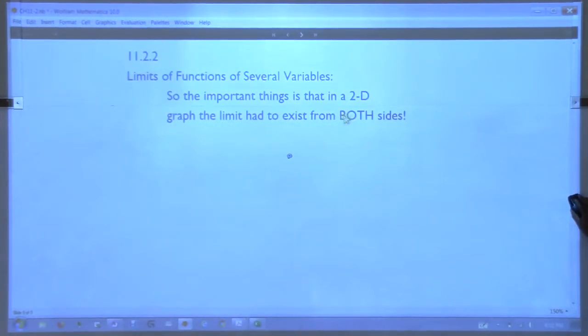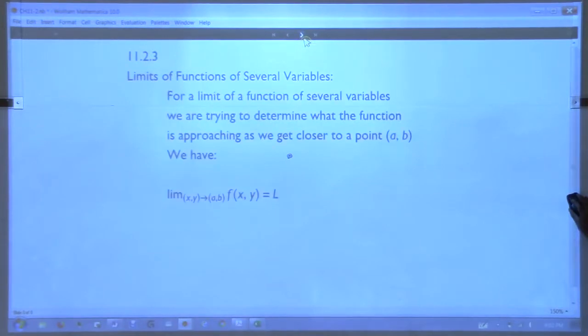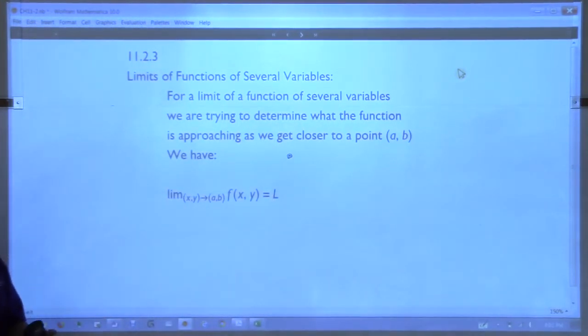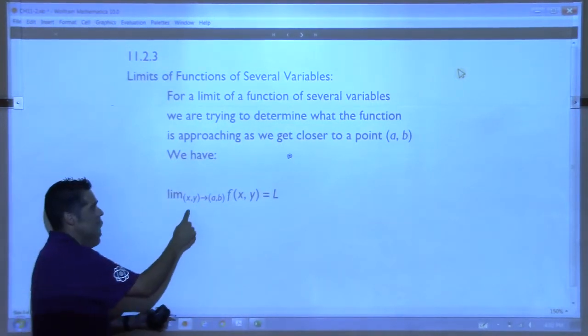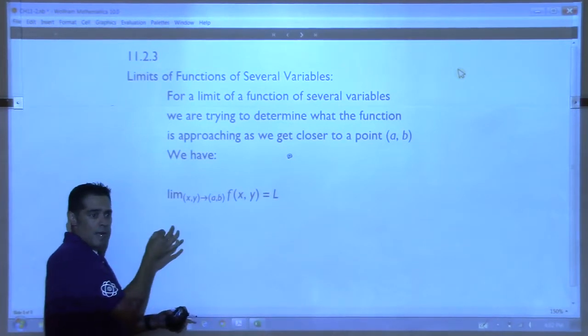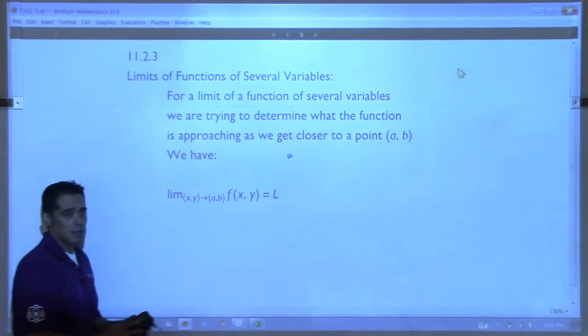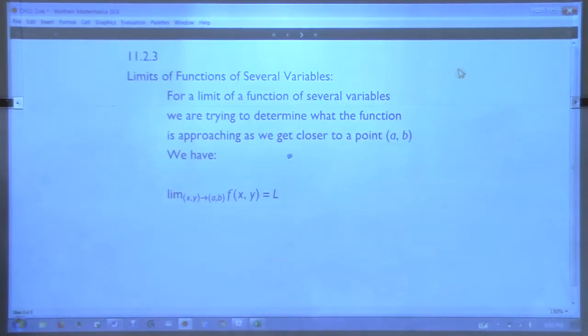So the important thing in two-dimensional space is that the limit had to exist from both sides. It had to go to the same exact value, right? This is going to be a major problem for us. So if we have a function of two variables, then if we're going to talk about the limit, we're going to be approaching a point in the domain. So we're letting our xy, our point in our domain, approach some point within the domain, and we're asking ourselves, what is our function doing? Does anyone see why this is going to be a major problem?